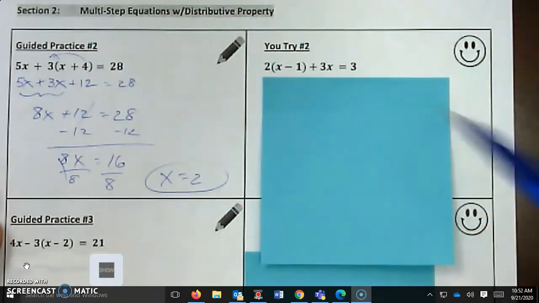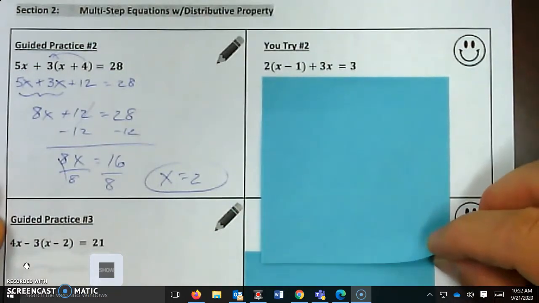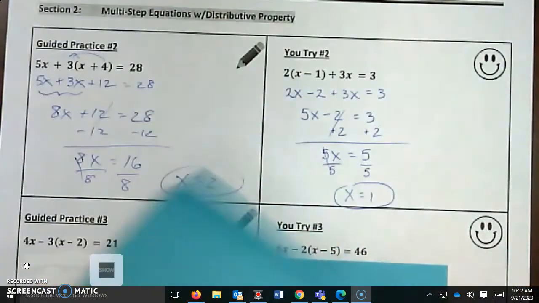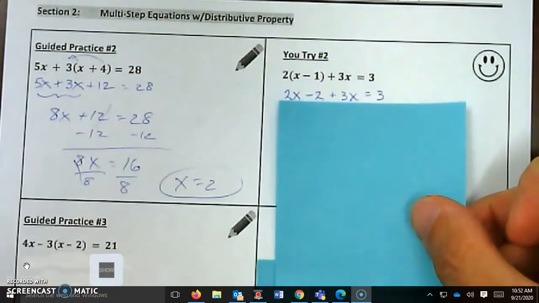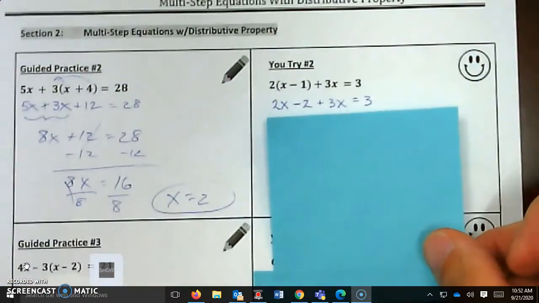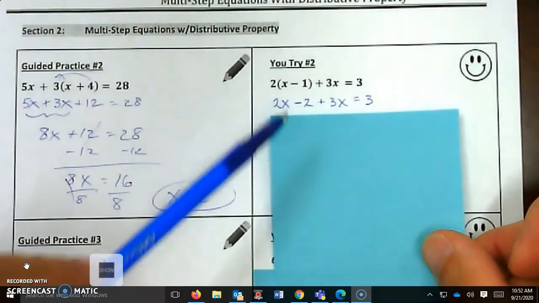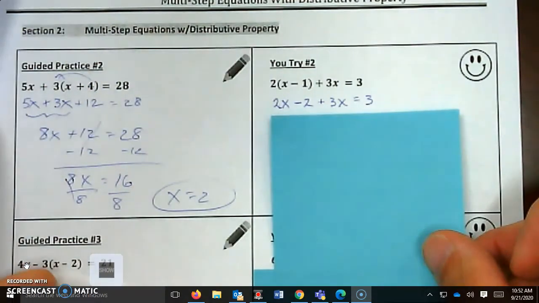So I want you to try this one. You know the old pause the video. I already have it worked out, so I'll show you one line at a time. So here we go. All right then. First, you should have distributed and got that. 2 times x, 2 times 1. Should have given you that. The rest of it is just the old bring it down.